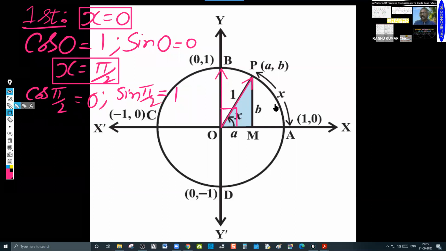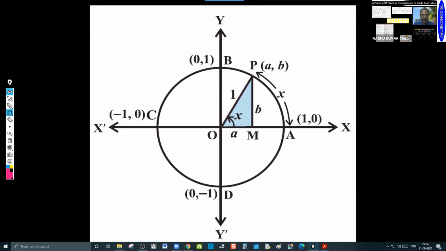Now, let us see the next angle. It's clear. What is your learning here? Cos 0 is 1, sine 0 is 0, cos pi by 2 is 0, sine pi by 2 is 1. These are the values you already know, and I have shown those values in the unit circle. Now, I'm moving on to the next part of it.